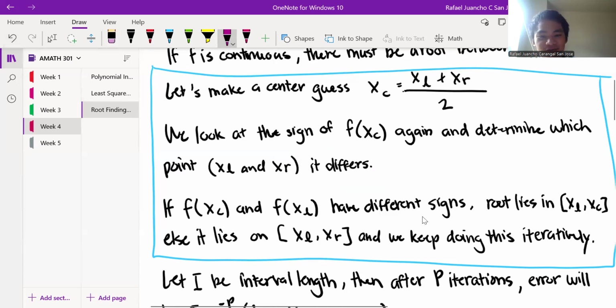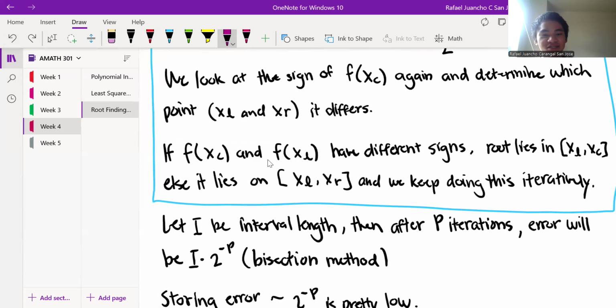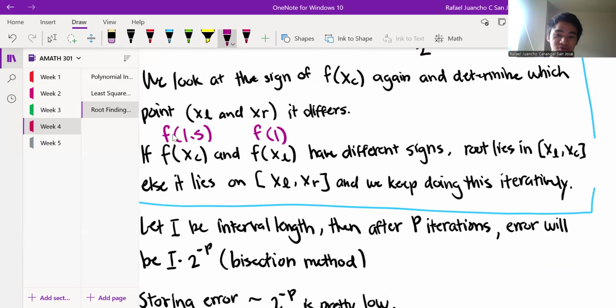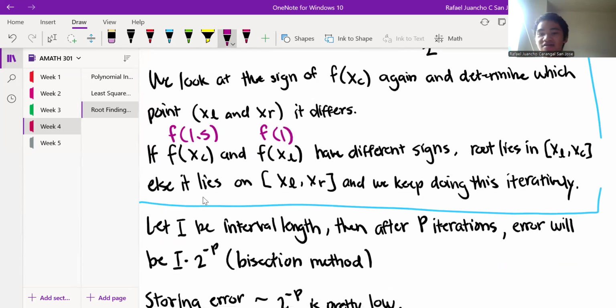Now, what do we mean by it differs? Well, we mean that if f of x sub c, in this case f of 1.5, and f of XL, f of 1, have different signs, so one of the outputs is positive and one is negative, then the root lies in that particular interval. But if they have the same sign, then most likely it lies in the other interval, 1.5 and 2.